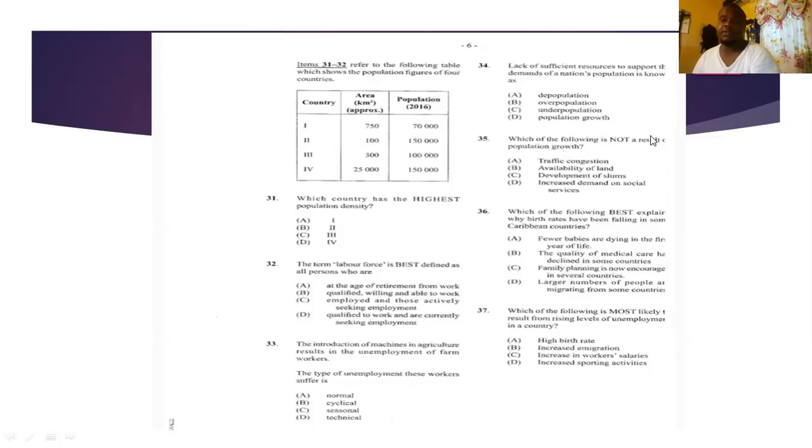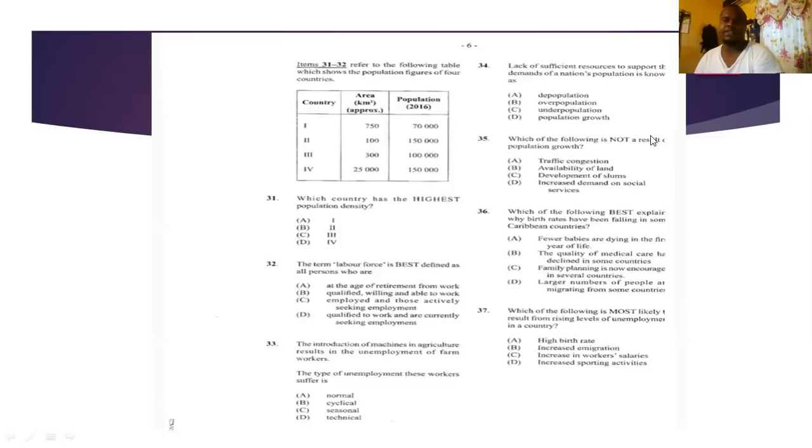If there is constant population growth, then you're going to have traffic congestion. Yes, you're going to have development of slums or squatter settlements, and you're going to have an increased demand for social services because more persons are there than the resources can take care of, so the government in turn has to take care of them. So the one that will not be as a result is availability of land.